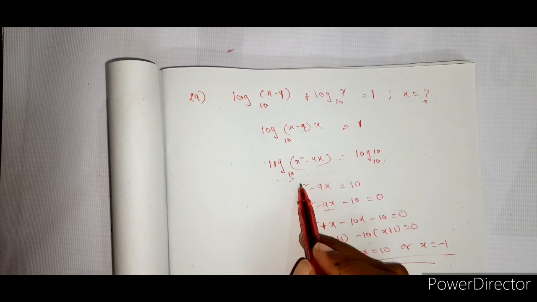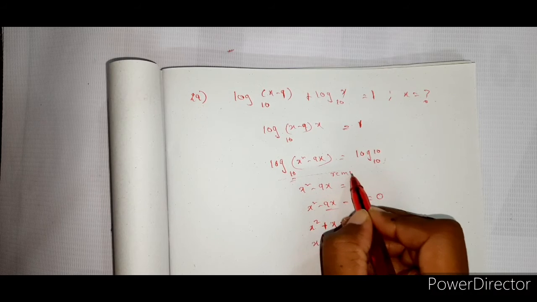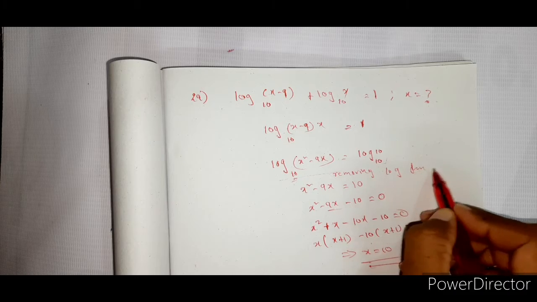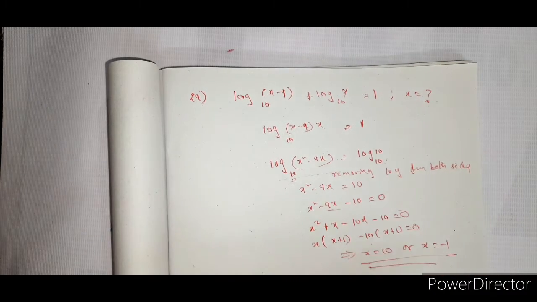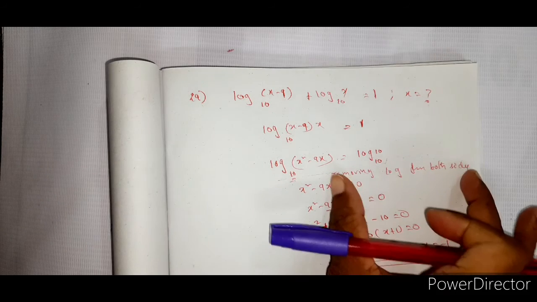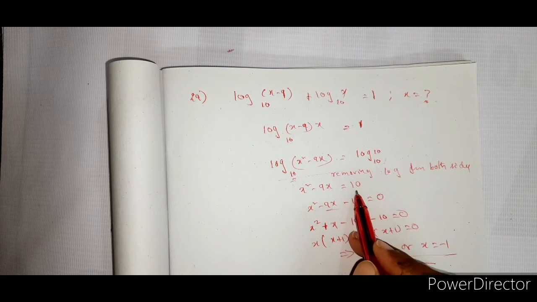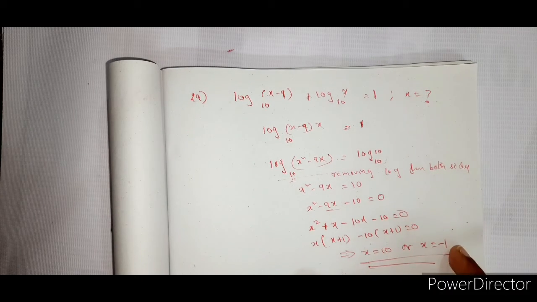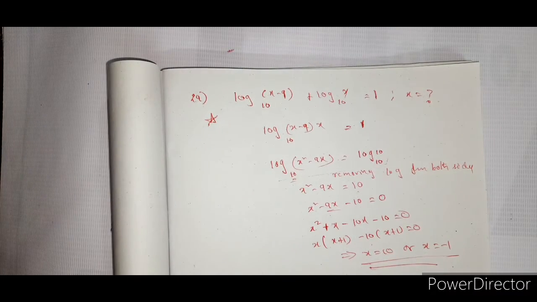So once it is written, remove log on both sides. I will write it here, removing log from both sides. Or what we can also say is applying anti-log. That is another word, but anyhow, that word is not within your syllabus. Therefore, I am removing log from both sides. So x square minus 9x is equal to 10. So x square minus 9x minus 10 is equal to 0. And the rest you all know very well. Note it down. Very, very important problem.